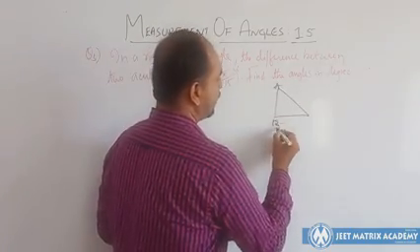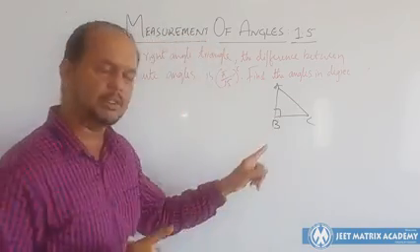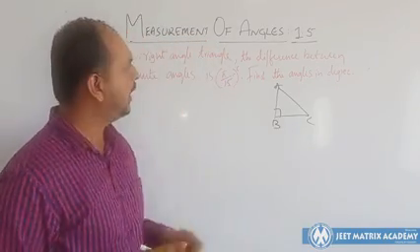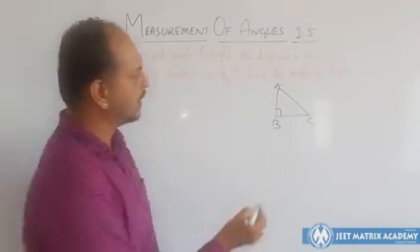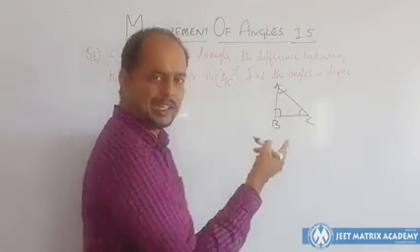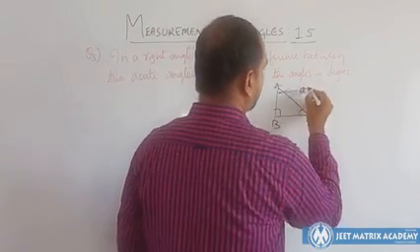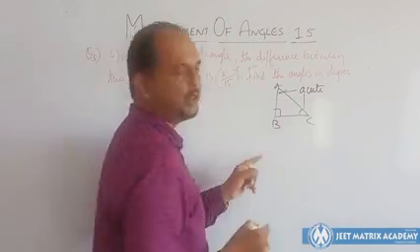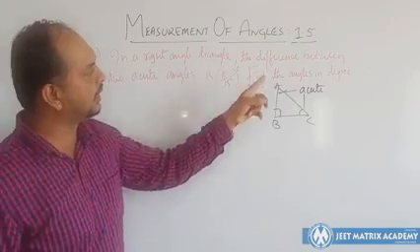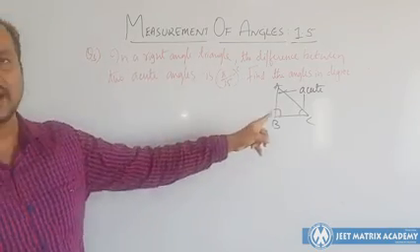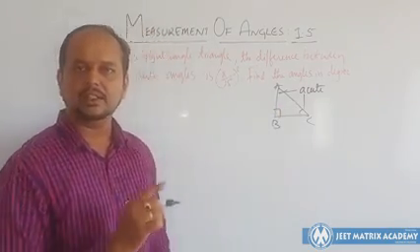This is A, and this is 90. Right angle means one angle should be 90. And there will be two other angles, and both are acute. Alright, now see the question. In a right angle triangle, the difference between the two acute angles, they said like that.